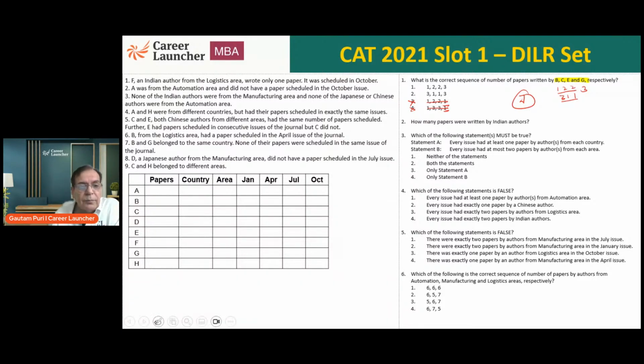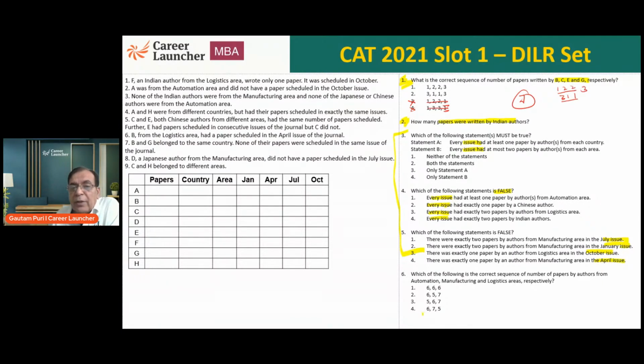Next question: how many papers were written by Indian authors? Then we have: which of the following must be true? Each issue. Statement question 4, false. Do you see a pattern? Question 1 and question 2 are about the number of papers. Question 3 is about which issue, and question 5 is also about which issue. What is published in which issue? So questions 3, 4, 5 are one kind of question, focusing on what happened in a particular issue. Questions 1 and 2 are another kind, saying who wrote how many papers.